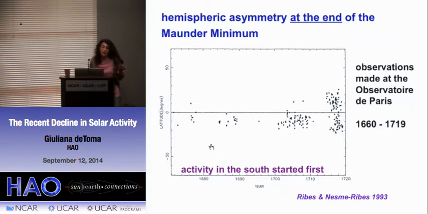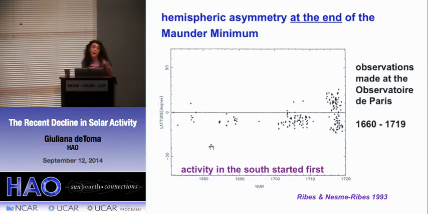So the argument is that this asymmetry was strange or somehow indicative of something changing on the sun, because during the Maunder minimum there was a large asymmetry between the north and the south. However, this asymmetry in the Maunder minimum is only seen at the end of the Maunder minimum. This is a famous plot showing the butterfly diagram from 1660 to 1719, when the sun was getting out of the Maunder minimum phase.